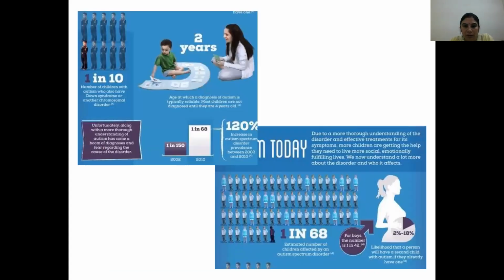1 in 10 is the number of children with autism who also have Down syndrome or another chromosomal disorder. Unfortunately, along with a more thorough understanding of autism has come a boom of diagnosis and fear regarding the cause of the disorder. 2 years, age at which a diagnosis of autism is typically reliable. Most children are not diagnosed until they are 4 years old. 120% increase in autism spectrum disorder prevalence between 2003 and 2010.